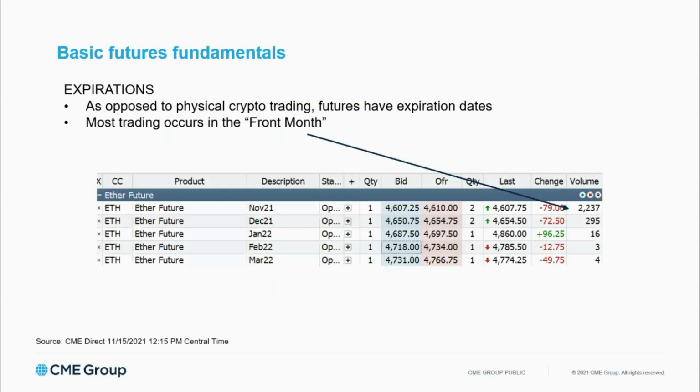But what I want to talk about, if somebody is relatively new to futures, is that futures are finite contracts. They have expiration, as opposed to physical crypto trading, where you can hold some spot crypto in perpetuity. There's no expiration to the contract on the spot side, at least on just the cash equivalent. So when you're looking at futures and you're looking at an order book, in this example here, you're seeing that most of the volume is traded in the front month.